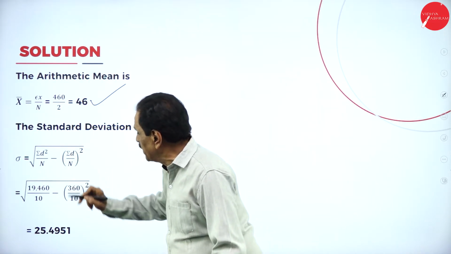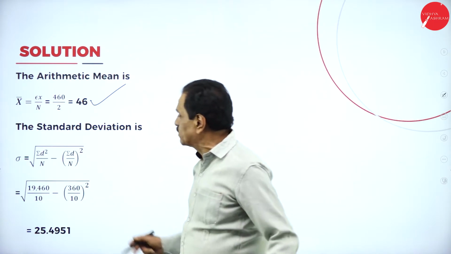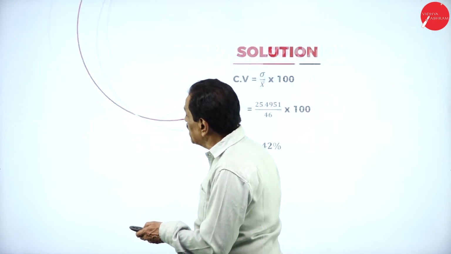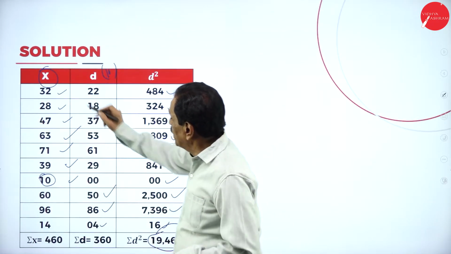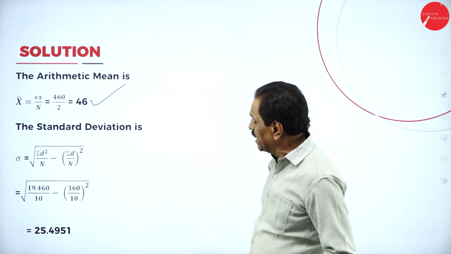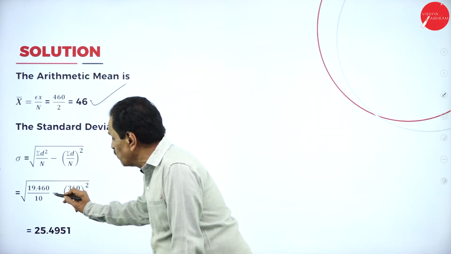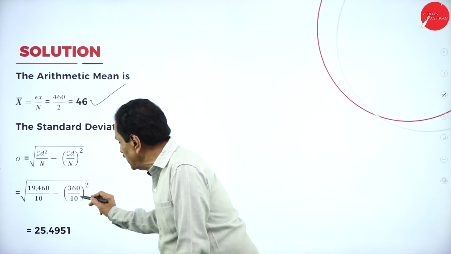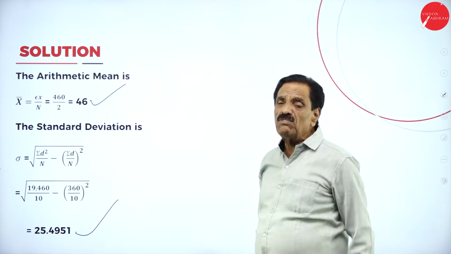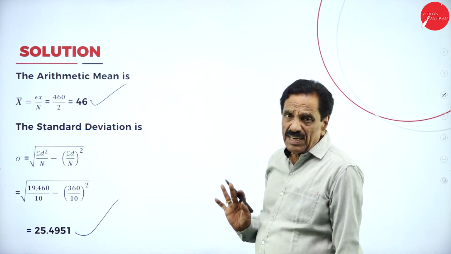Sigma d square divided by n minus sigma d divided by n, whole square. C is there, but if the variation is equal, see that 32, 28, the variation is not equal, so C is not necessary. So 19,460 divided by 10 minus 360 divided by 10, the answer comes to 25.4951 as the standard deviation.